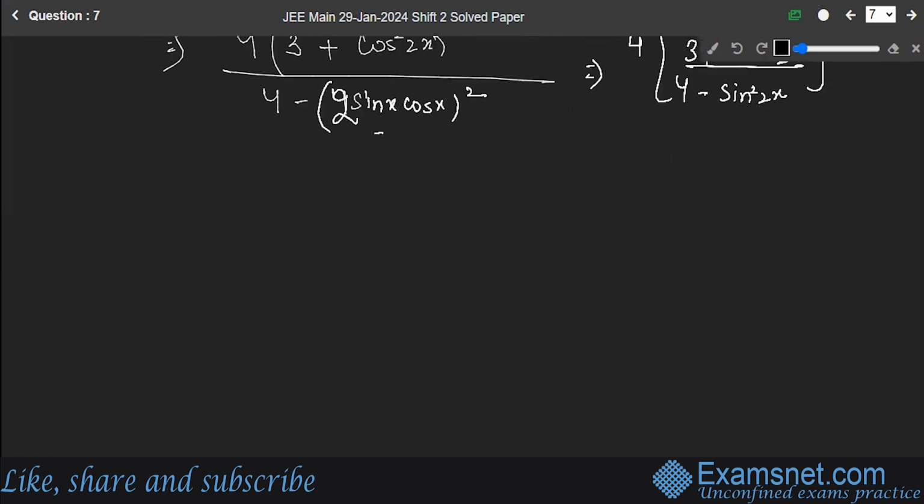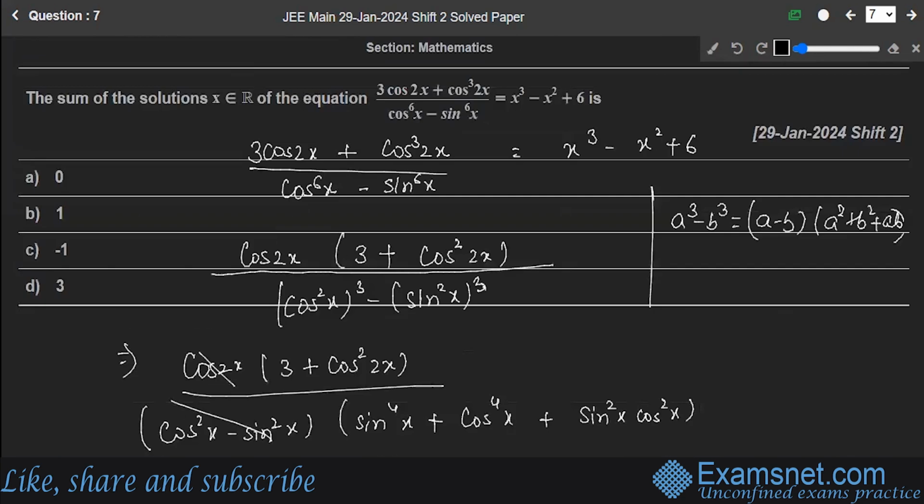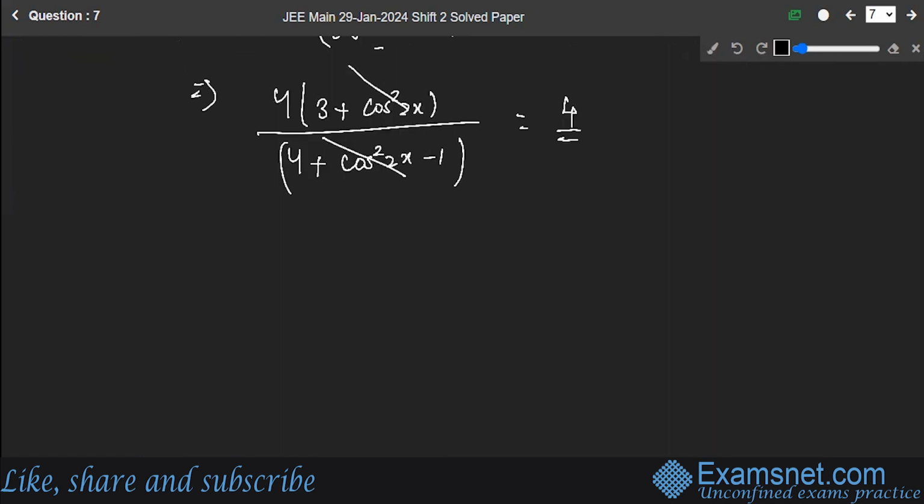So now this becomes equal to 4, 3 plus cos square 2x whole divided by 4. This will be minus, okay, this will give me minus of plus, this will be cos square 2x minus 1. And these two terms will also cancel and this will be left with 4. So that means your given expression, this one, x cube minus x square plus 6 is equal to 4.